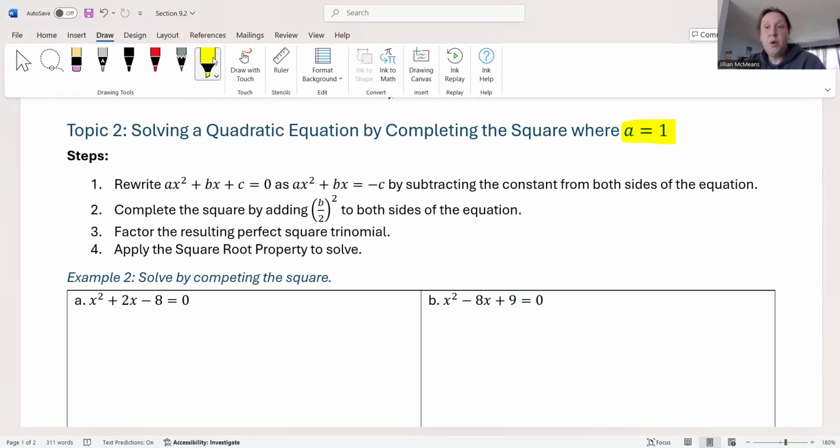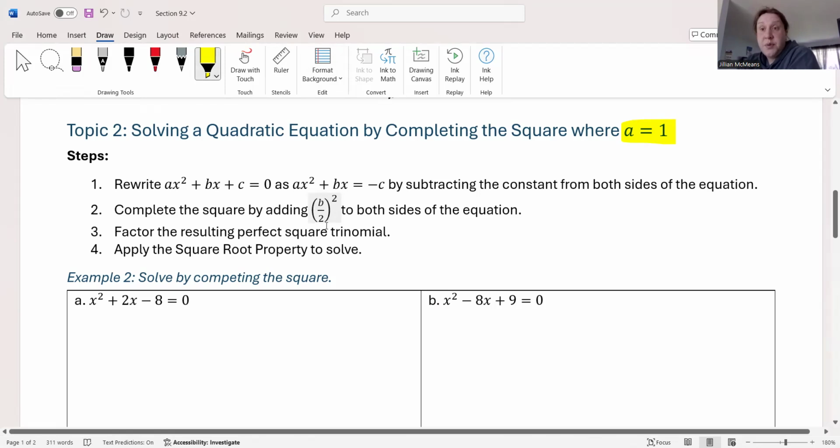Okay. So here what we have to do is rewrite ax squared plus bx plus c equals 0 as ax squared plus bx equals negative c. So regardless of whether c is positive or negative, move it to the other side of the equation. That's going to leave us this non-perfect square situation where we have a binomial, but we know how to force it to be a perfect square trinomial. And then that's going to equal some constant.